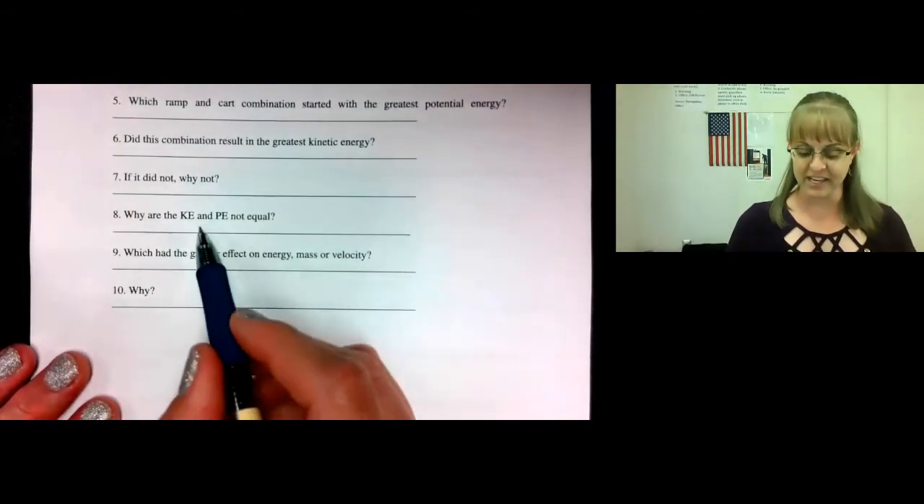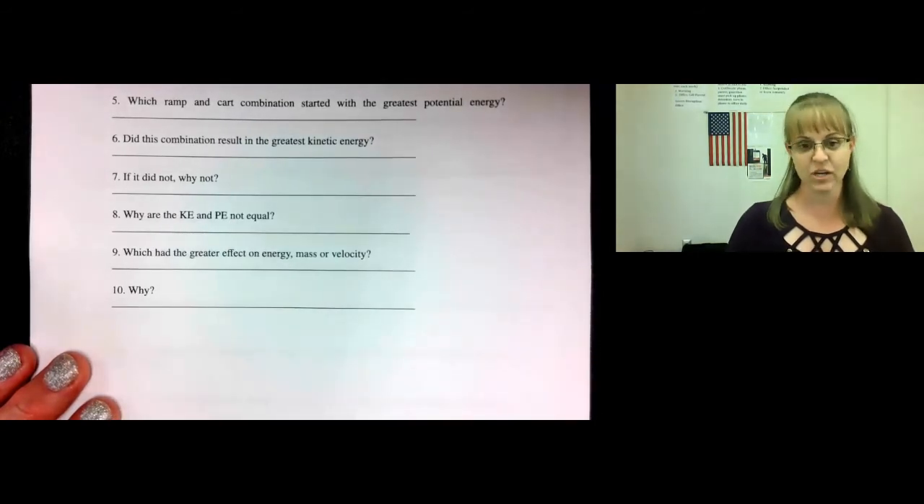Number 8, why are the kinetic energy and the potential energy not equal? Well, what messes up every machine? What always gets in the way? What slows down your cart as it goes down the ramp?